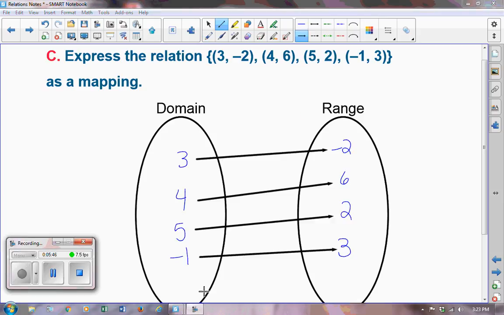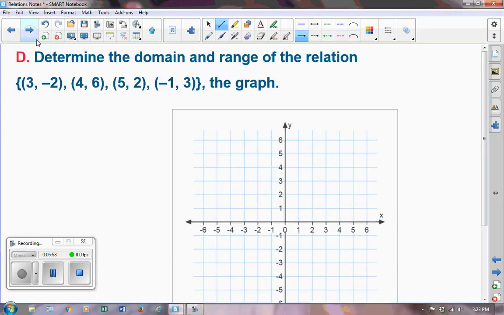Okay, so you should have these answers. You should have no repeats on anything. And so it's similar to the table. You just have arrows connecting the domain to the range, or the x's to the y's.